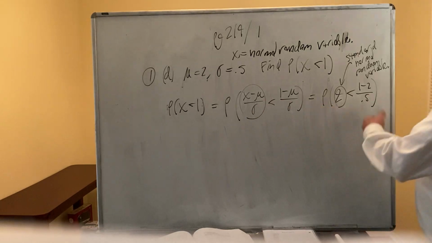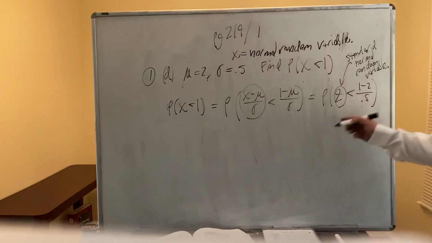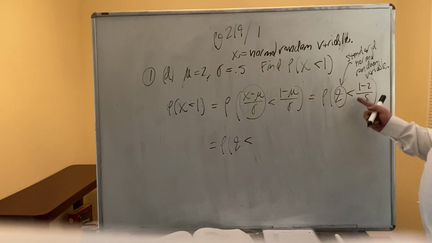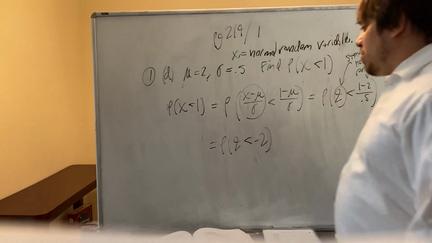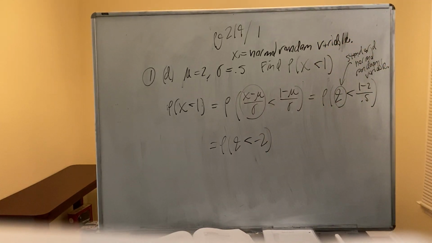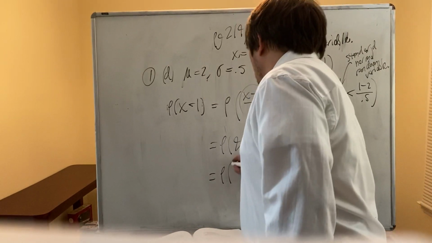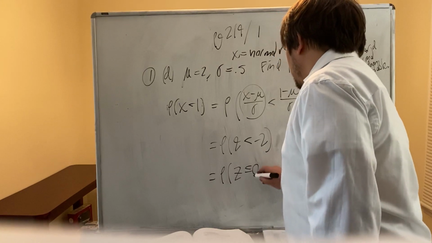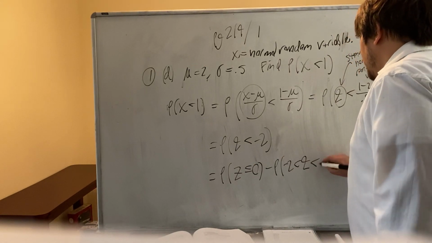Okay, so this is how you convert your normal random variable to a standard normal random variable. And so this is equal to the probability that z, your standard normal random variable, is less than 1 minus 2 over a half. That's negative 1 over a half, that's negative 2. So the probability that z is less than negative 2. Well, that's equal to the probability that z is less than or equal to 0 minus the probability that negative 2 is less than z less than 0.